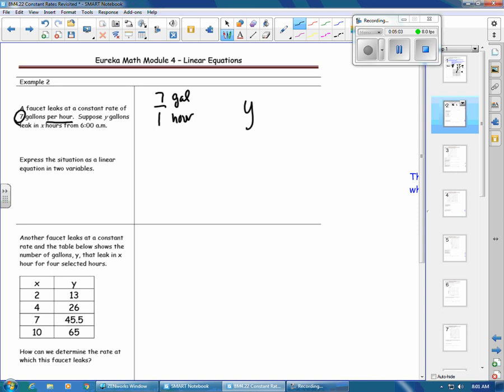y, we'll let y equal the total amount leaked, and x is your time. We should always identify our variables. I almost jumped right to the equation here. So y, the total amount leaked, is equal to the amount that's leaking, 7, times the number of hours. We could say 7 over 1, but 7 over 1 is the same thing as 7.